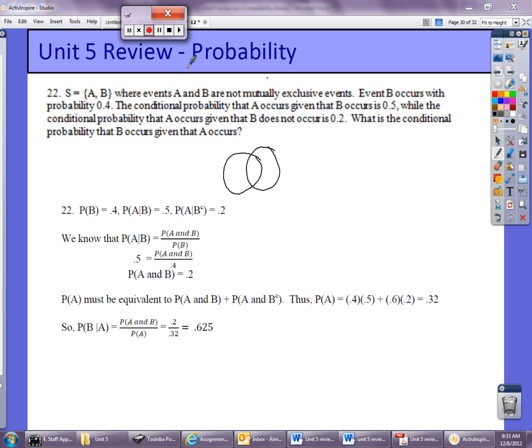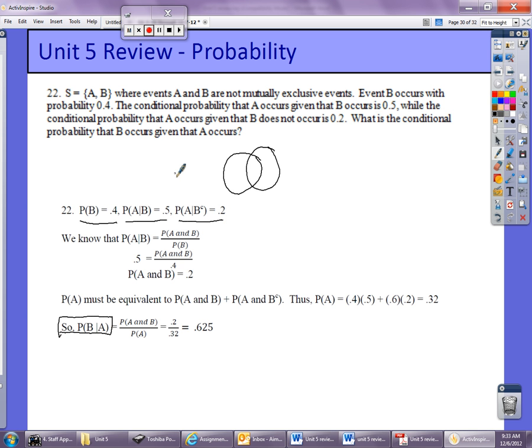So you're looking for the conditional probability that B occurs given A. Again, this is really what you're looking for right here. So you need the probability of A and B over the probability of A. Now, just ignore this for a minute. What you are given is the probability of B, the probability of A given B, and the probability of A given B complement. Those are all of the numbers from the problem.